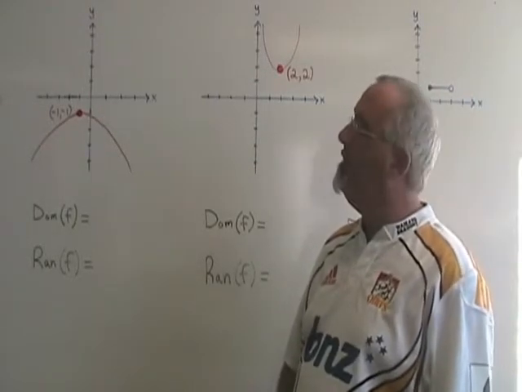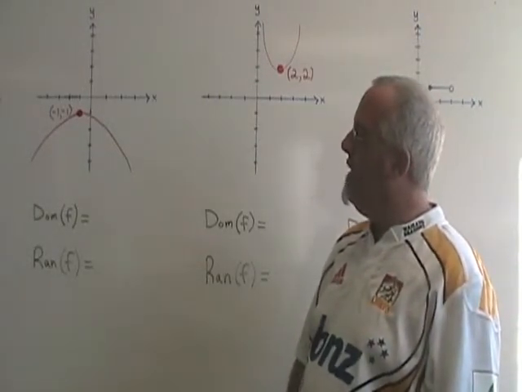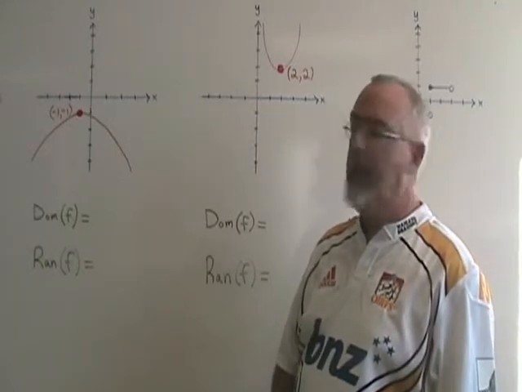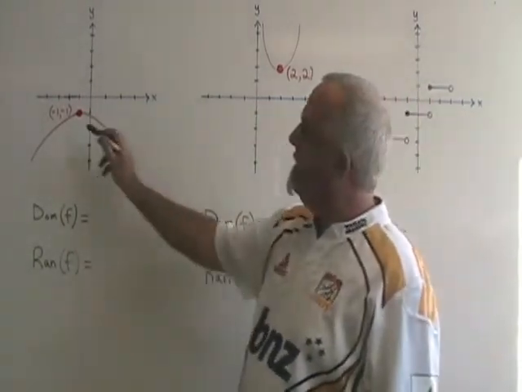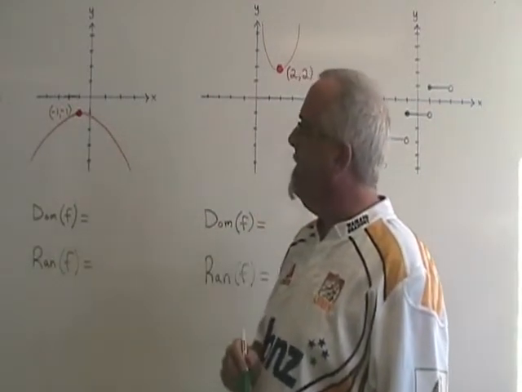Here are three more examples where we will determine our domain and range. Here we have a quadratic function. The vertex is at -1, -1.